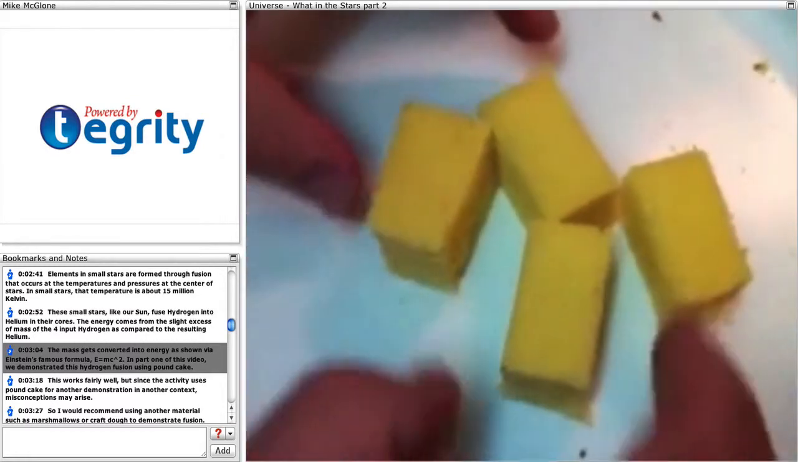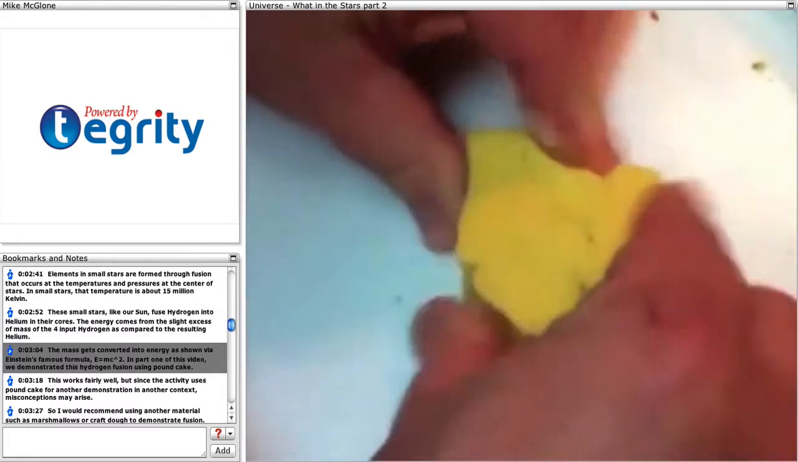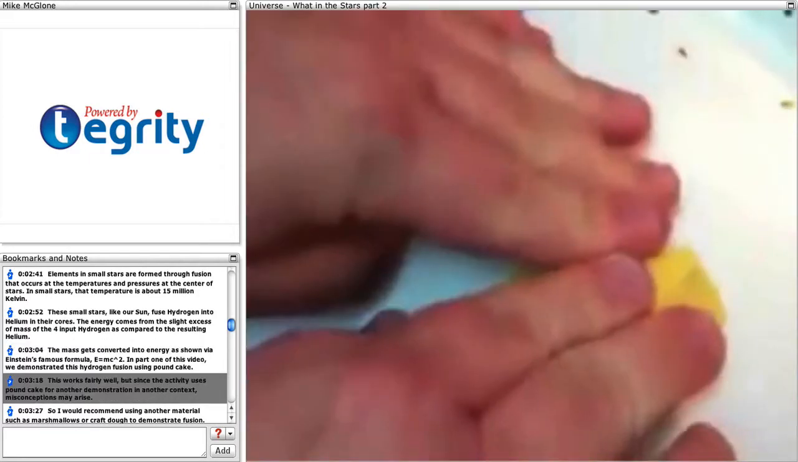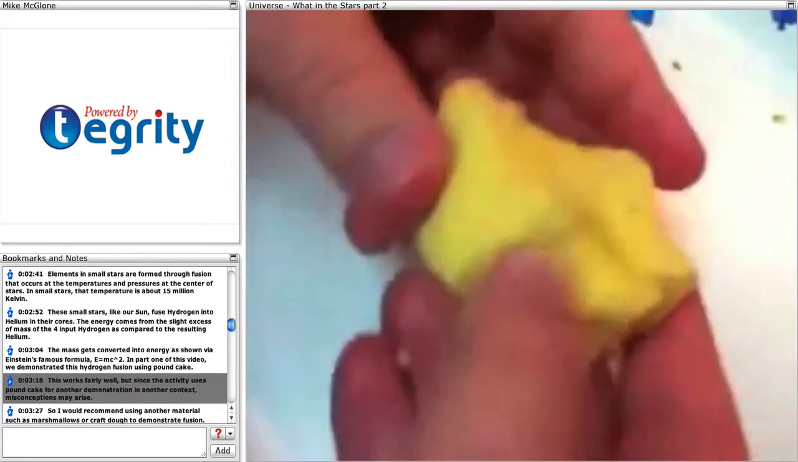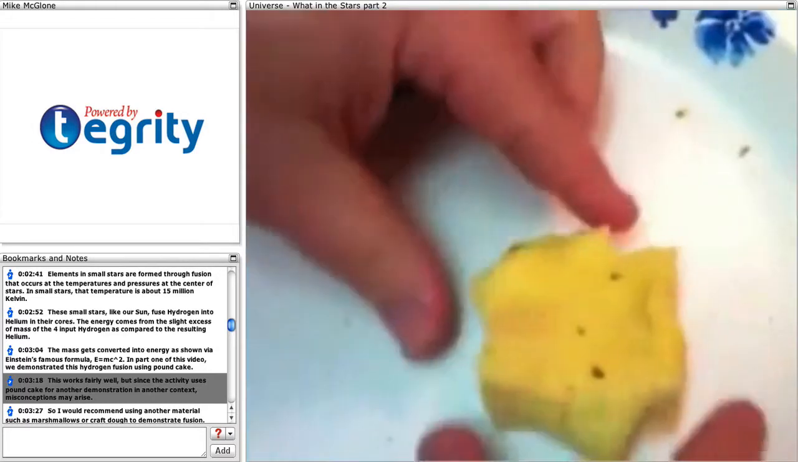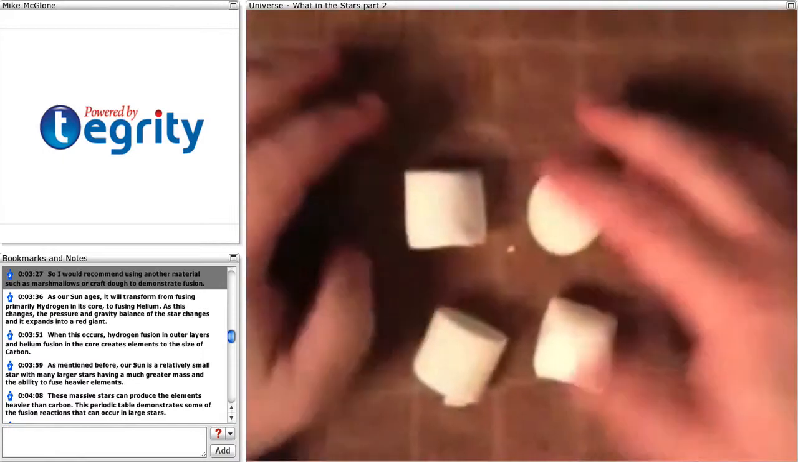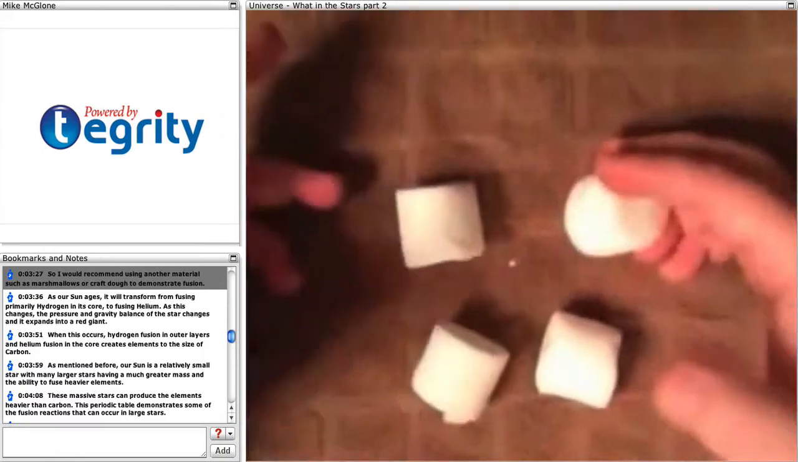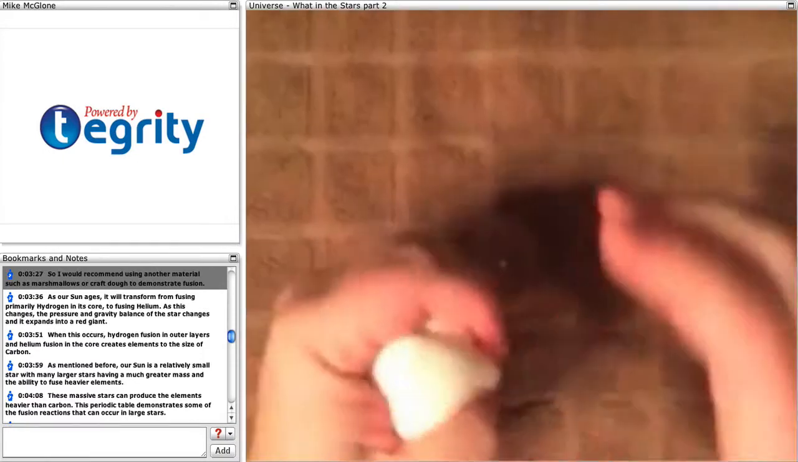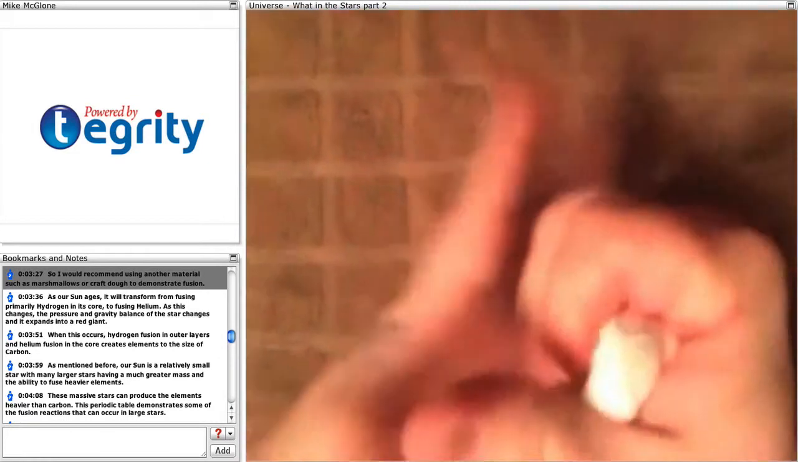In part 1 of this video, we demonstrated this hydrogen fusion using pound cake. This works fairly well, but since the activity uses pound cake for another demonstration in another context, misconceptions may arise. So I would recommend using another material, such as marshmallows or craft dough, to demonstrate fusion.